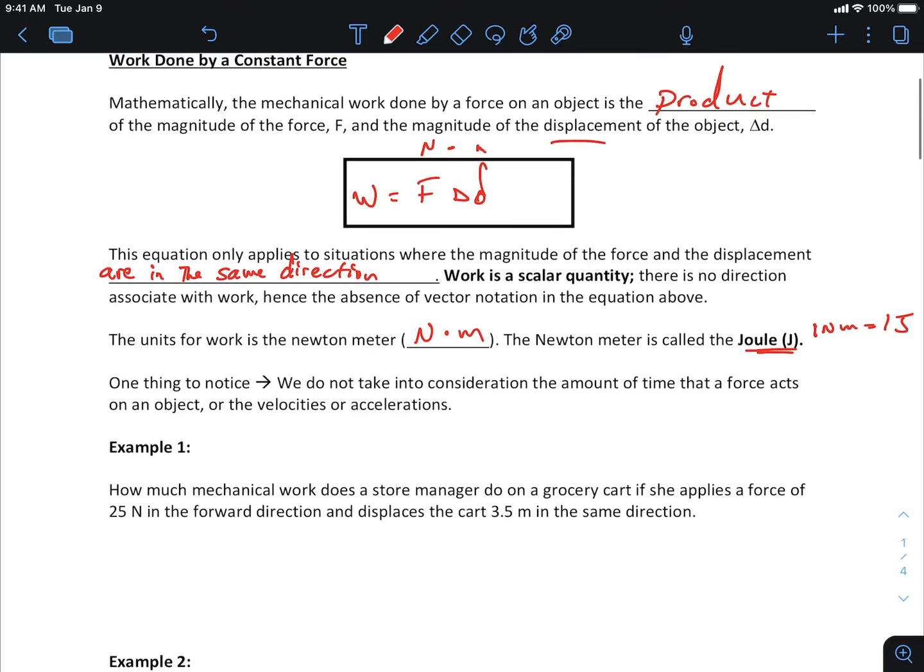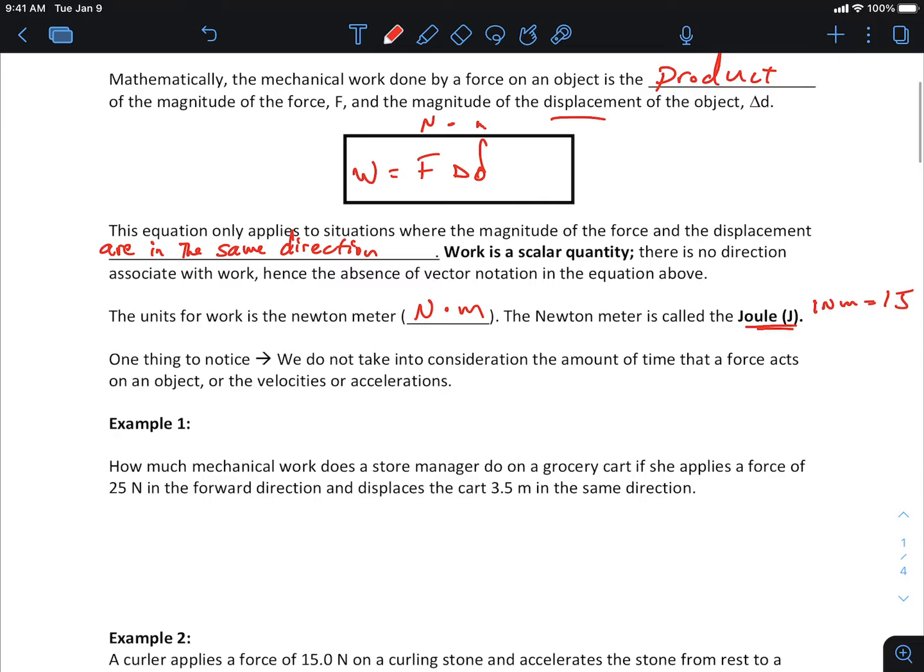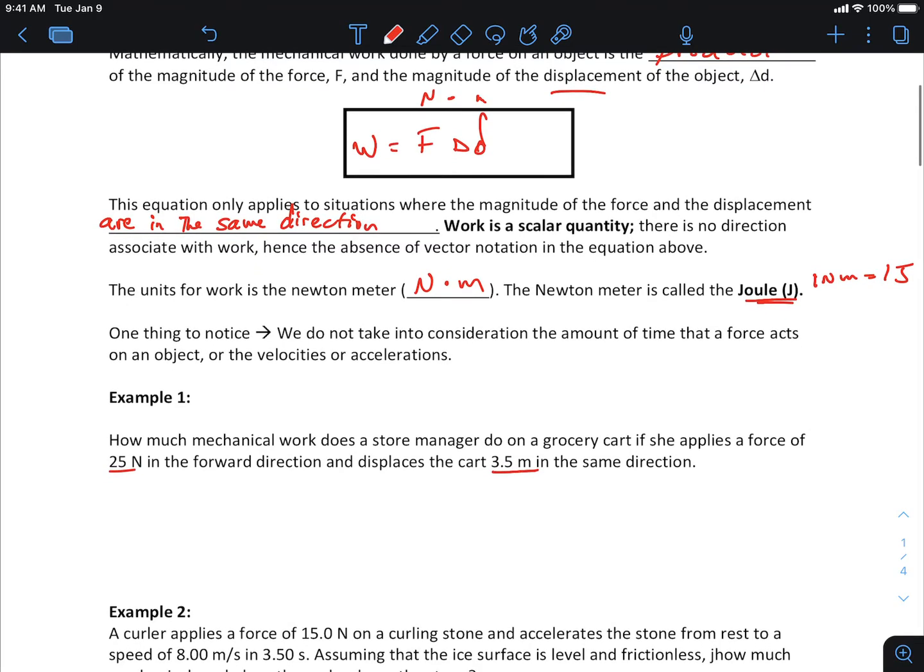So the first question, we'll start easy. How much mechanical work does a store manager do on a grocery cart if she applies a force of 25 newtons in the forward direction and displaces the cart 3.5 meters in the same direction?